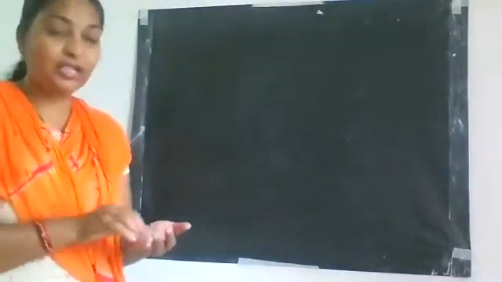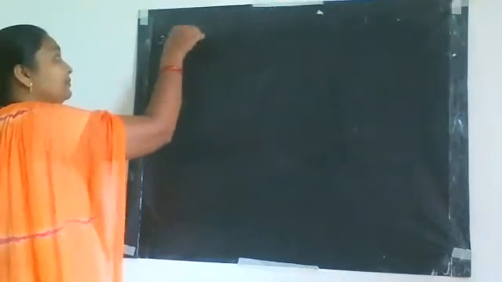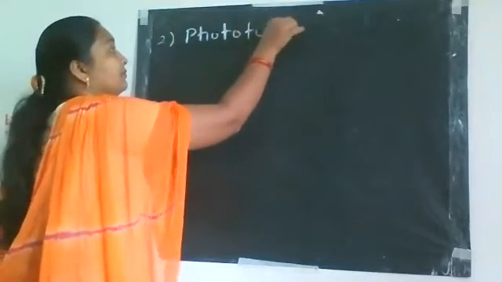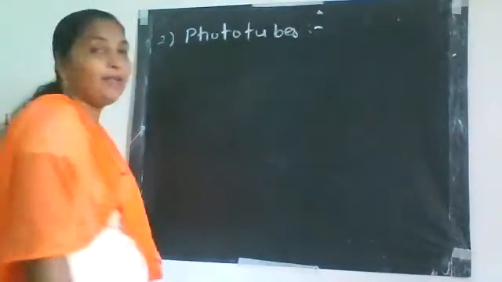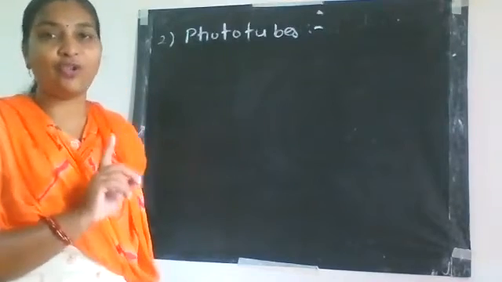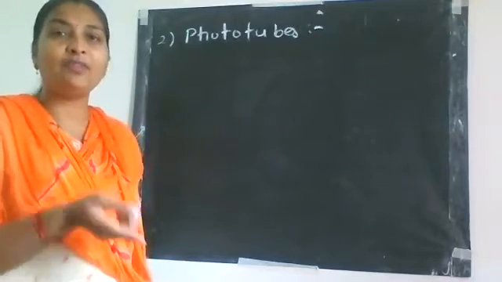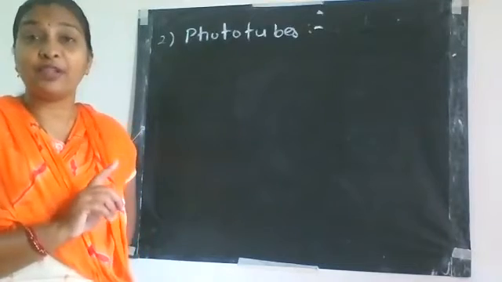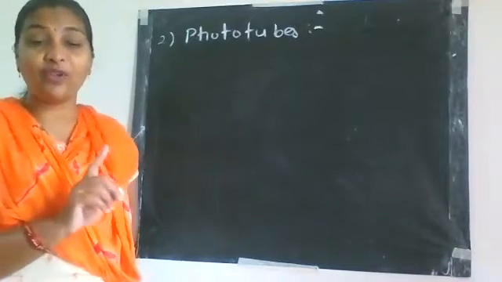Okay, so the second type of detector is a phototube or photoemissive tube. First of all we will discuss the construction of this detector, and then we will go towards the advantages or disadvantages of the detector. So first of all, see how the construction is, what it contains.